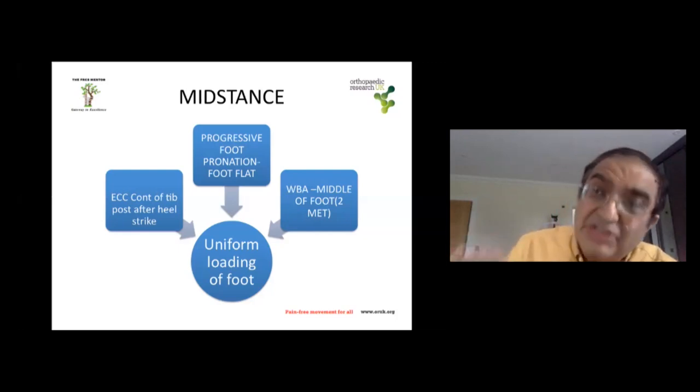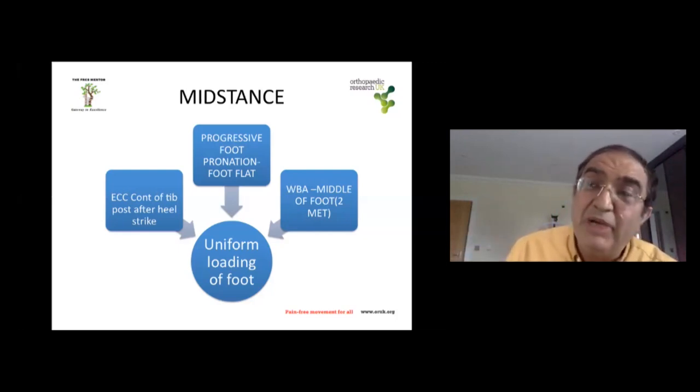So at the heel strike, the foot is in slight supination. But as you go to mid stance, the foot starts to pronate. And the tibialis posterior is very important with this function. So as the foot pronates, the foot achieves a flat foot position. And this is very important, for the foot to be flat in mid stance.